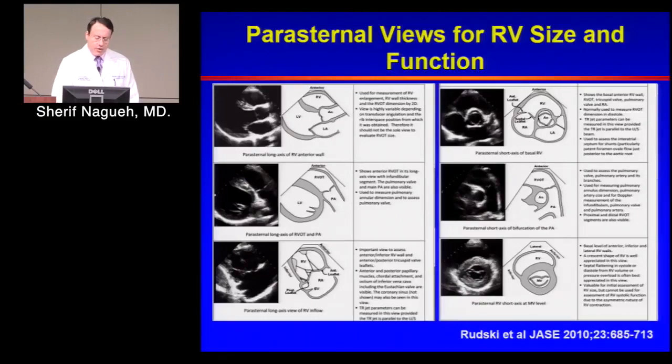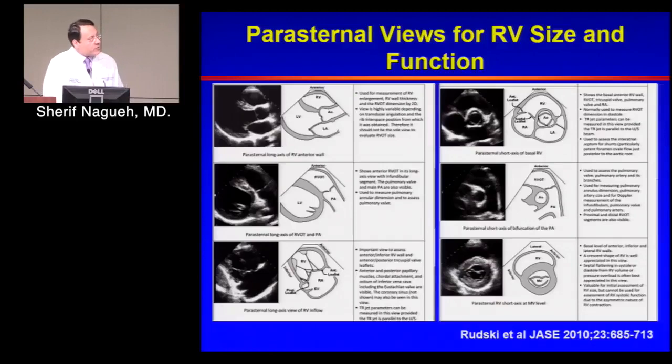How about looking at other walls of the RV? The next view we want to look at is the parasternal long axis view, and you have the anterior wall of the ventricle, the posterior wall of the ventricle, and you have the tricuspid valve leaflets, the anterior and posterior leaflet. This is a frequent question where people are often asked, where do you see the posterior leaflet of the tricuspid valve? What view shows you that? Needless to say, it gives you an assessment of the RA, the RV. You can look at the tricuspid annulus. You can look at tricuspid valve pathology, annular dilatation, flail leaflets, etc.